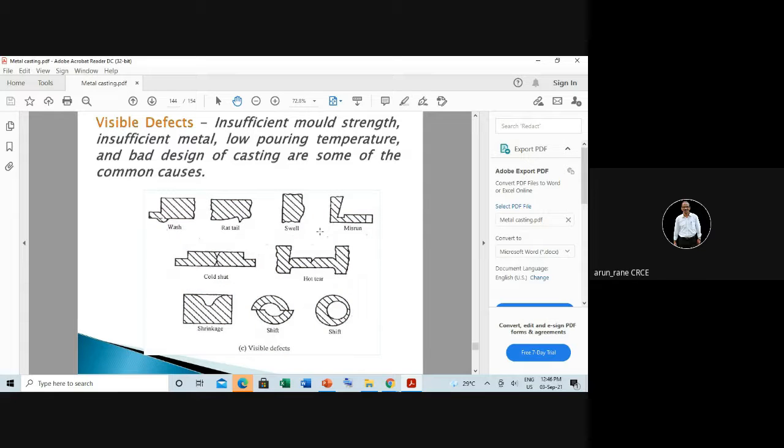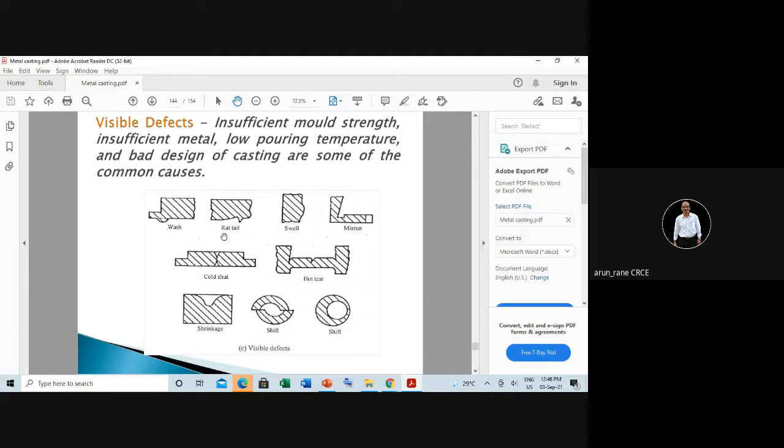Now these are the visible defects. So this occurs because of insufficient mold strength, insufficient metal, low pouring temperature, and bad design of the casting. Now what are these visible defects?